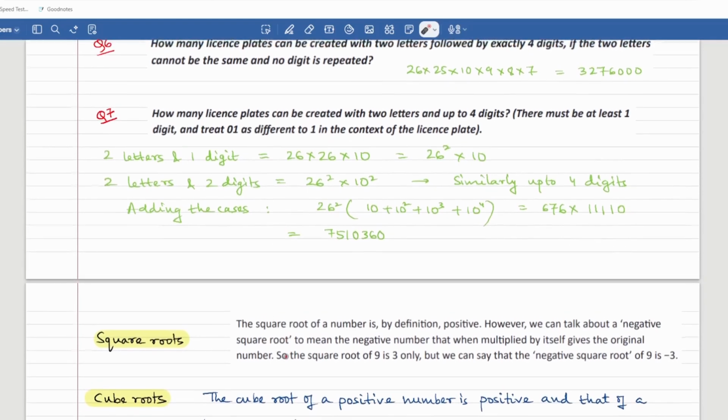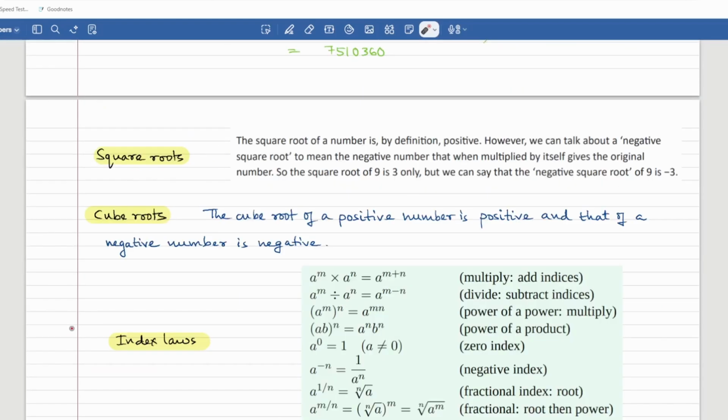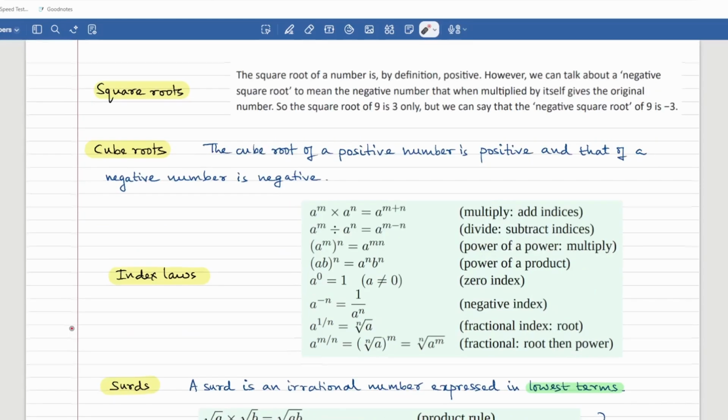For cube roots, you do not have such ambiguity. If the number is positive, the cube root is positive. If the number is negative, the cube root is negative. Please go through the index laws. You will need all of these to simplify. Also, these are general mathematical properties that you should be aware of while completing any calculation.